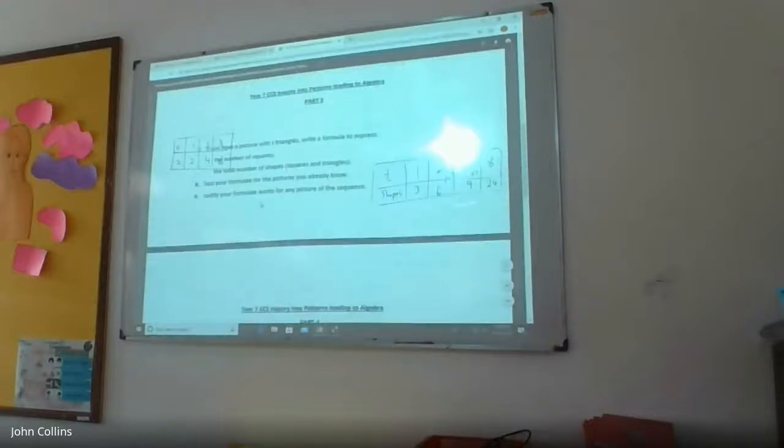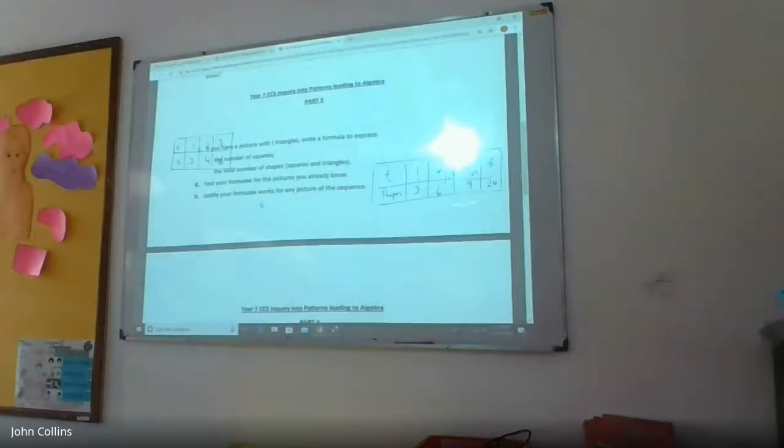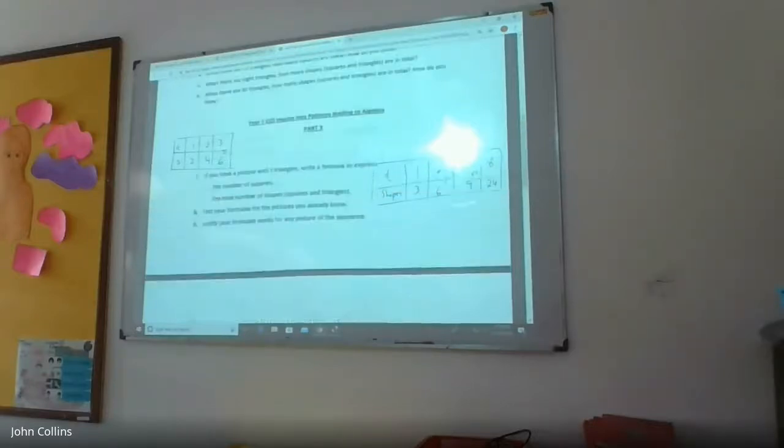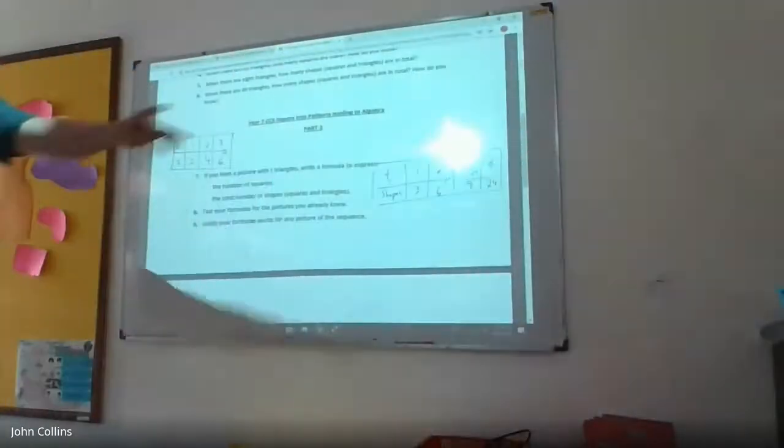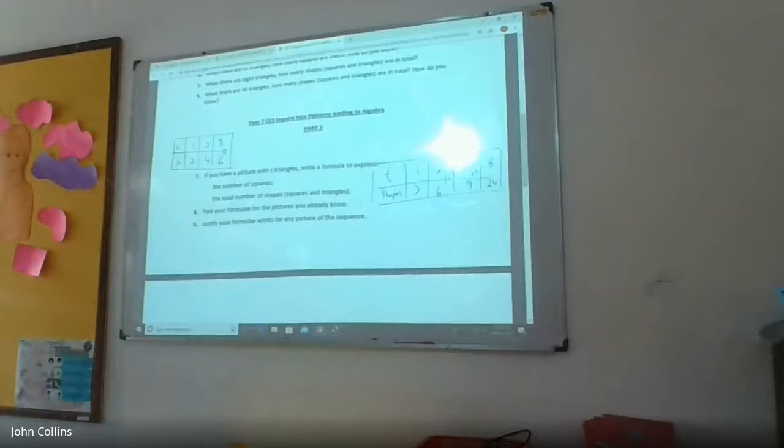Question 7 was our first delve into algebra. Let's move that onto the table. If you have a picture with T triangles, so we're going to use T in my tables here, T triangles, what is my formula to express the number of squares?